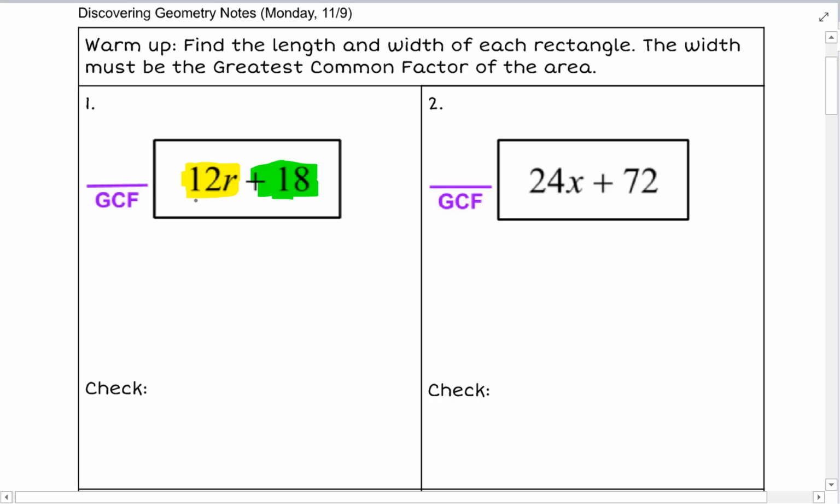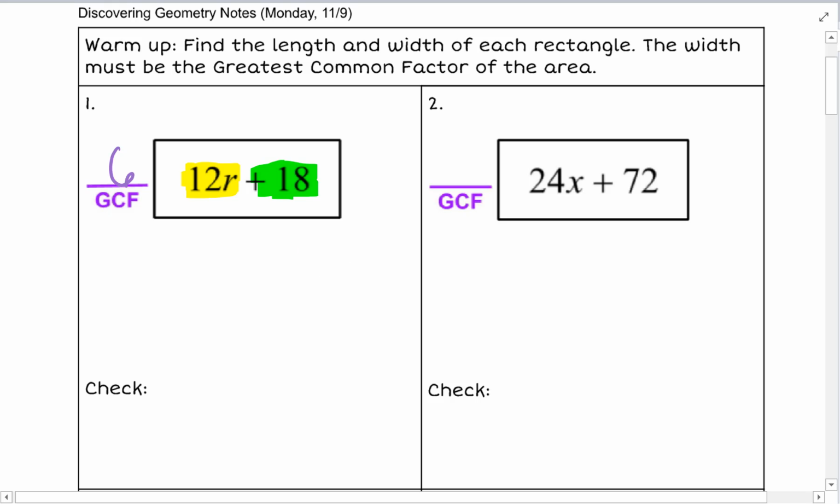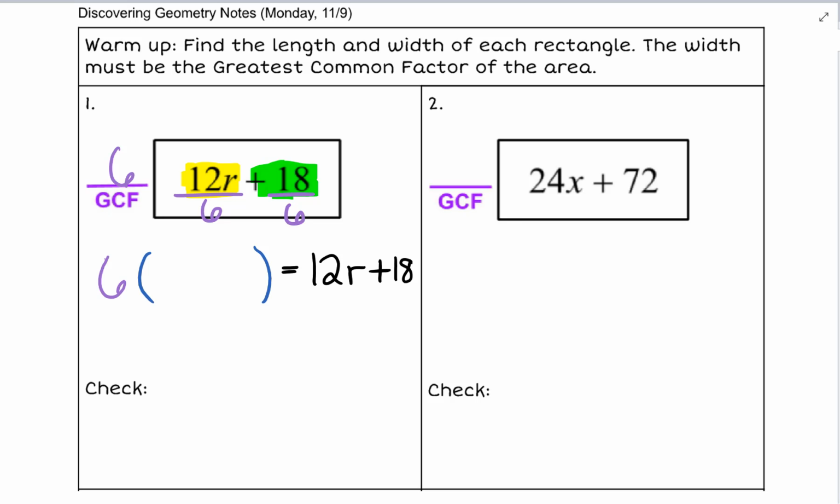Now I look for the greatest common factor as far as the numbers are concerned. So 12 and 18: what is the largest number that goes into both? That would be 6. So 6 will be our GCF. In order to find the length of this rectangle, we divide each term in the area by the GCF. 12r divided by 6 is 2r. 18 divided by 6 is positive 3.